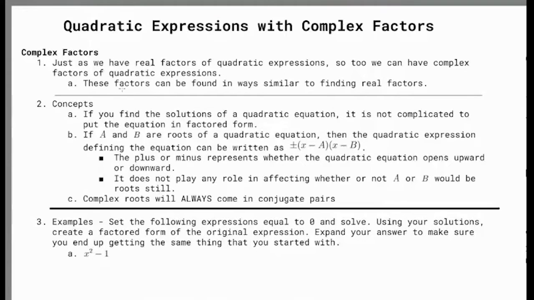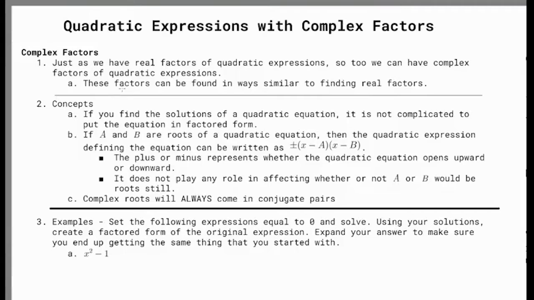So it says, just as we have real factors of quadratic expressions, so too can we have complex factors of quadratic expressions. These factors can be found in ways similar to finding real factors. So we're going to use the same way we've done things in the past, only we're going to apply it for complex numbers. And remember, complex factors have an i in them. So when you hear complex, think i, think imaginary numbers.